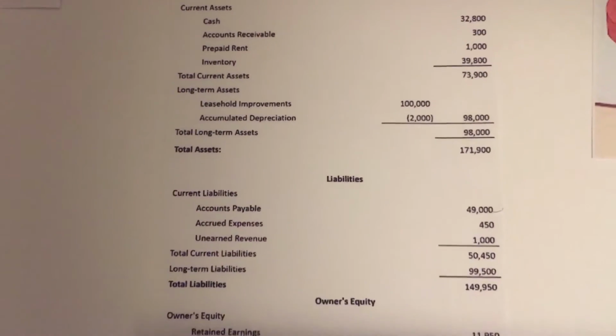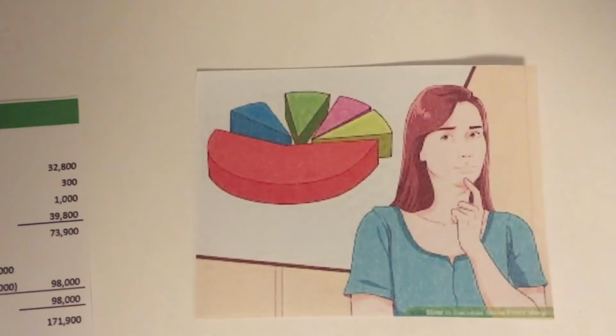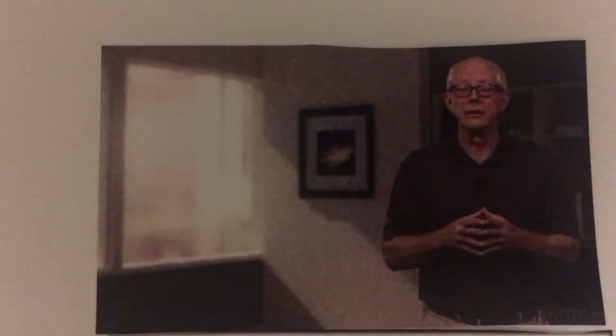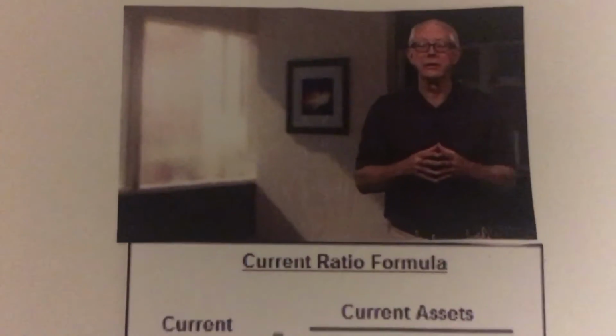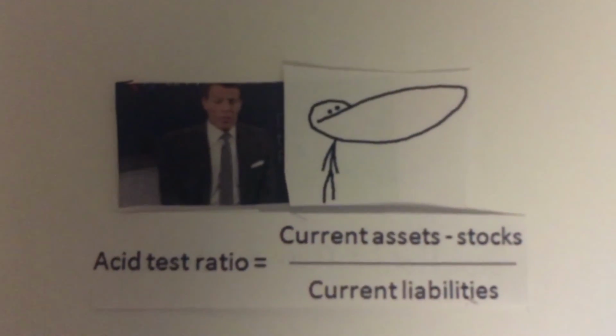The sums balance out exactly. Stakeholders use the balance sheet to assess the financial health of the business. The current ratio shows whether a firm has enough money to pay its debts this year. The asset ratio assumes that the company won't be able to turn stock into cash.